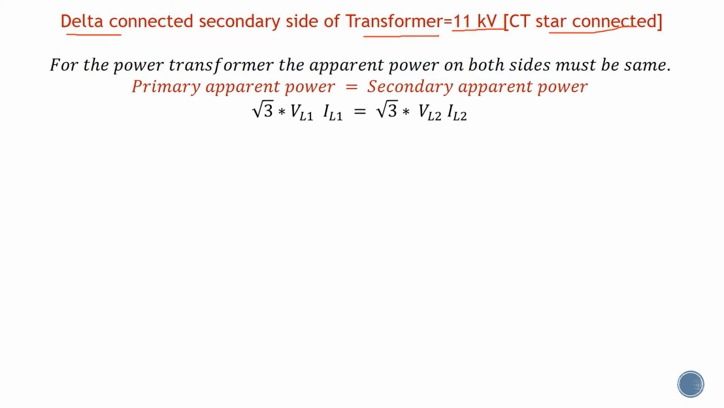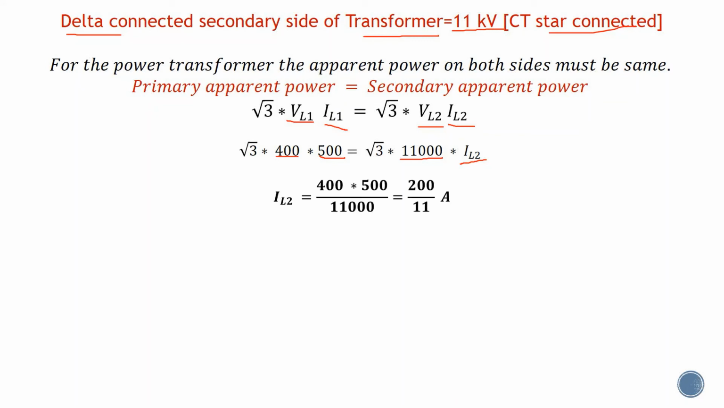We will substitute the values here. VL1 is the line voltage of the primary side. IL1 is the line current of the primary side. VL2 is the line voltage of secondary side, and IL2 is the line current of secondary side. Substituting the values, we are provided with the line voltage of primary side, that is 400, and we have assumed that the current flowing here is 500 ampere. In the same way, the line voltage of secondary side is given as 11 kV, and we will find the line current of secondary side of transformer, and it comes out to be 200 by 11 ampere.